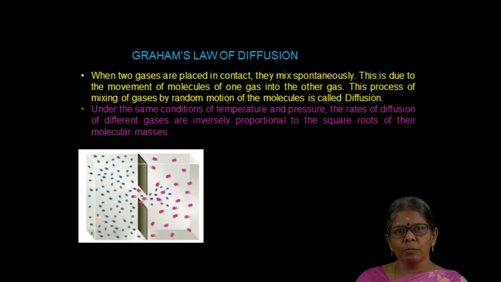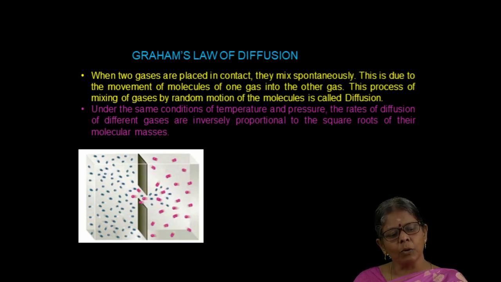If their molecular mass is low, then the rate of diffusion is high. If the molecular mass is high, then the rate of diffusion will be low. Therefore, Graham's law infers that the rate of diffusion is inversely proportional to the square root of their molecular mass. Therefore, R1 divided by R2 is equal to the root of M2 divided by M1, which is the mathematical form of Graham's law of diffusion. And that's all about the gas laws.